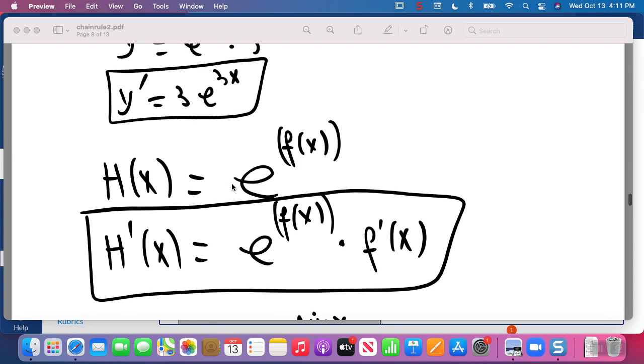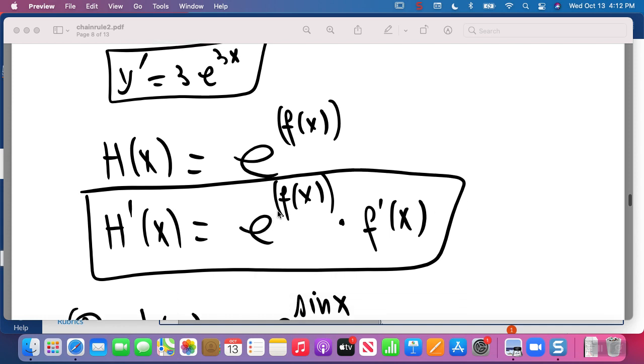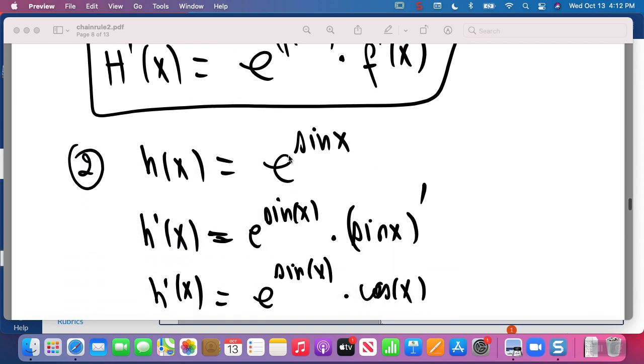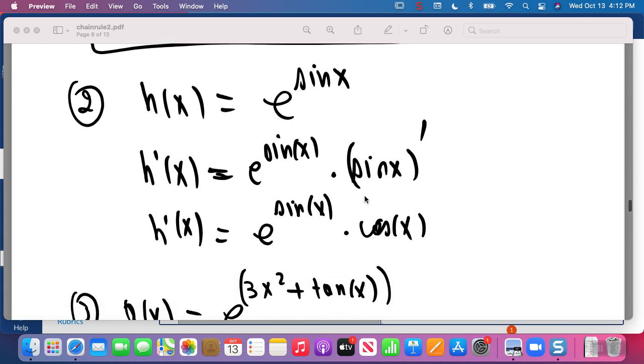So we can summarize this as: if your function is given as e raised to the power f of x, then its derivative is e to the power f of x times f prime of x. If e to the sine x is your function, then its derivative is e to the sine x times the derivative of the exponent of e, which is sine x. So you end up with cosine x times e to the sine x.